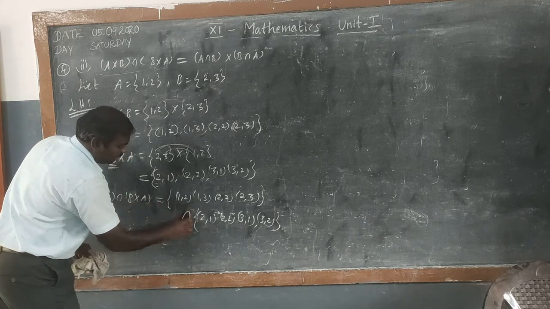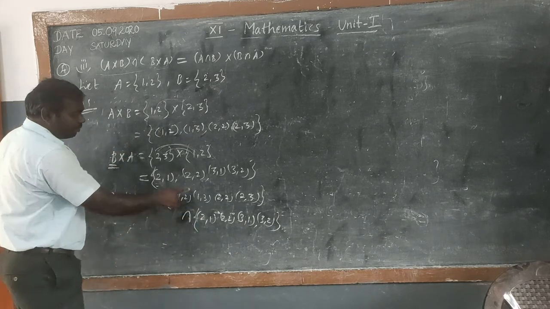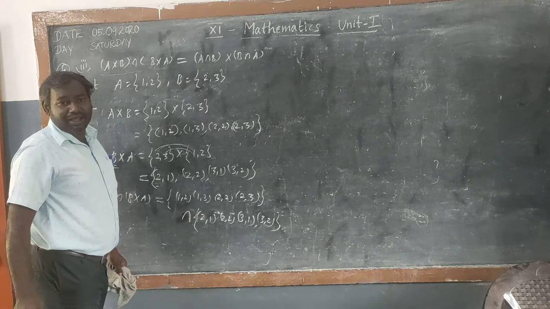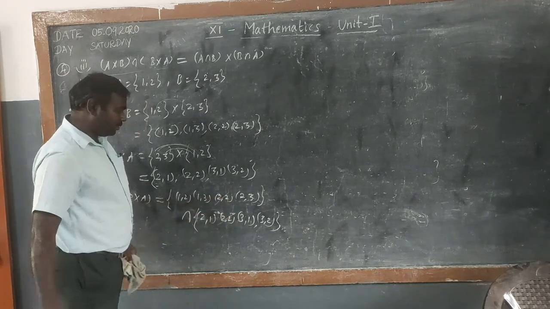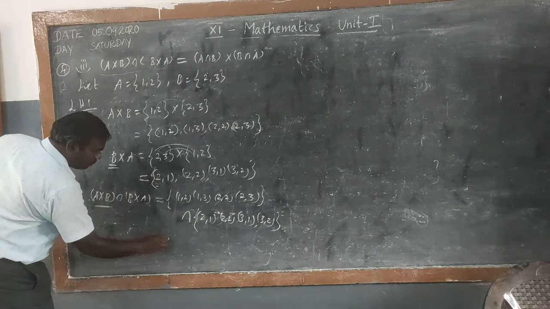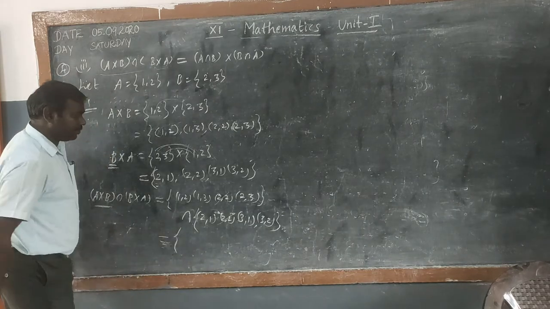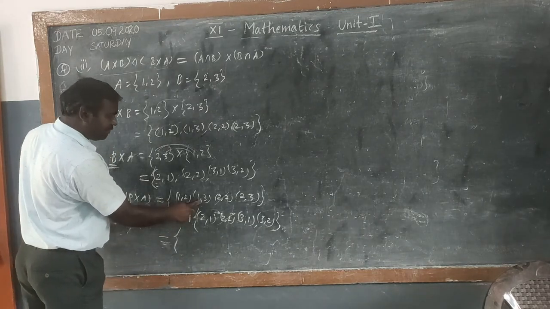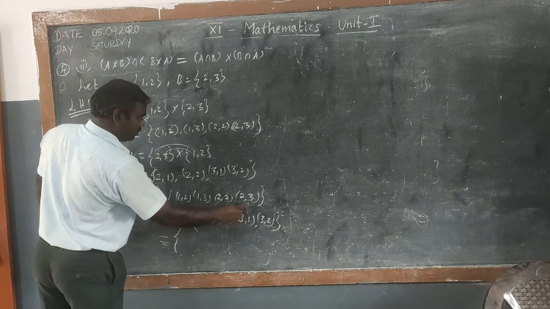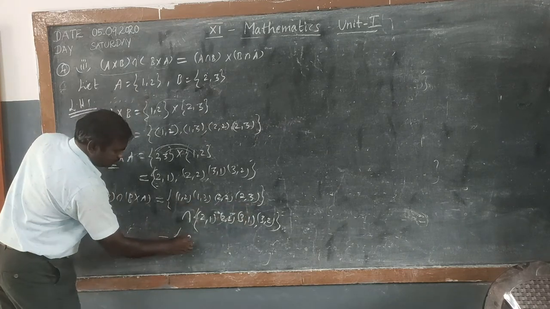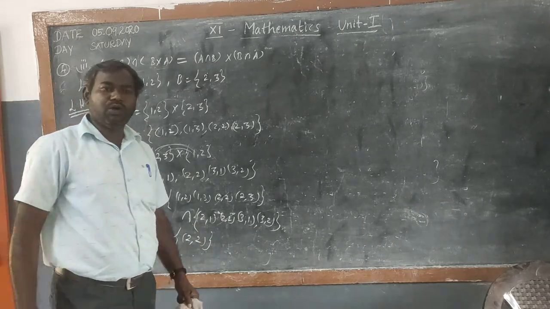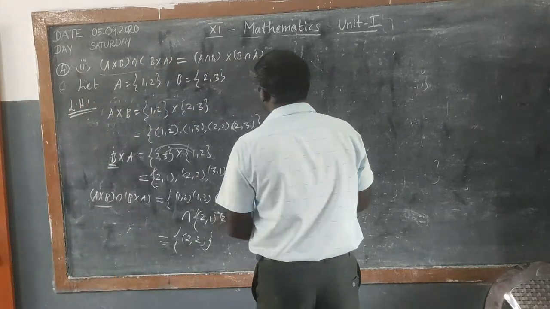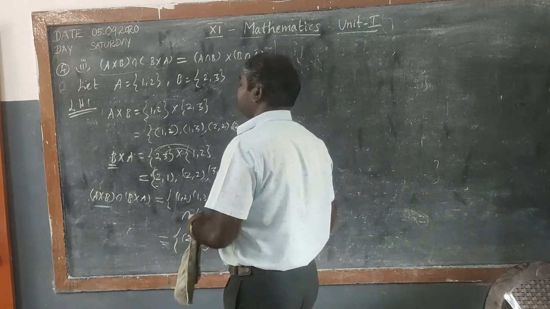Intersection means the common element, okay? If I have 1, 2 and 2, 1, is there a common element? But 2, 2, what is the common element? No common element there. 1, 3 and 2, 1, what is the common element there? 2, 2, what is the common element?